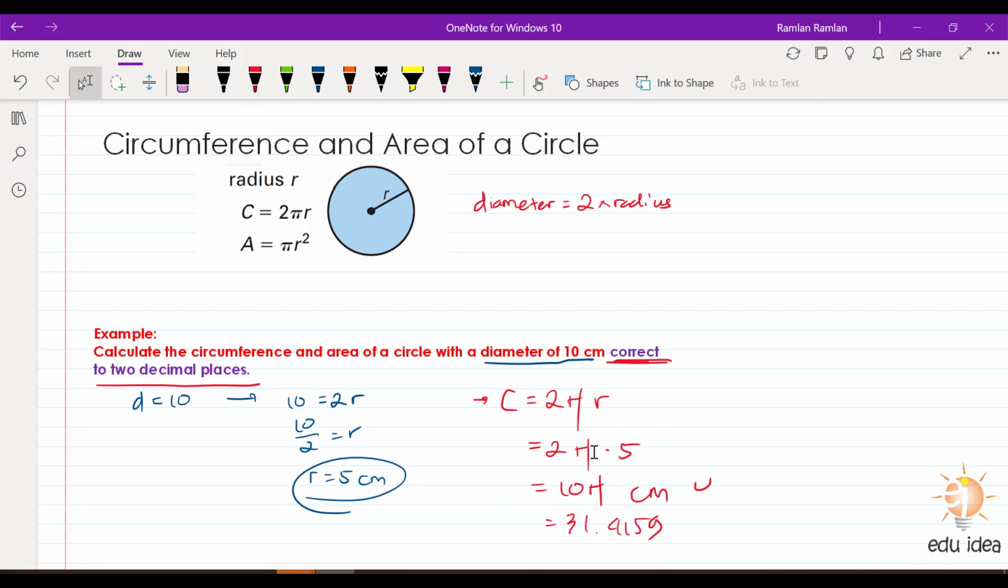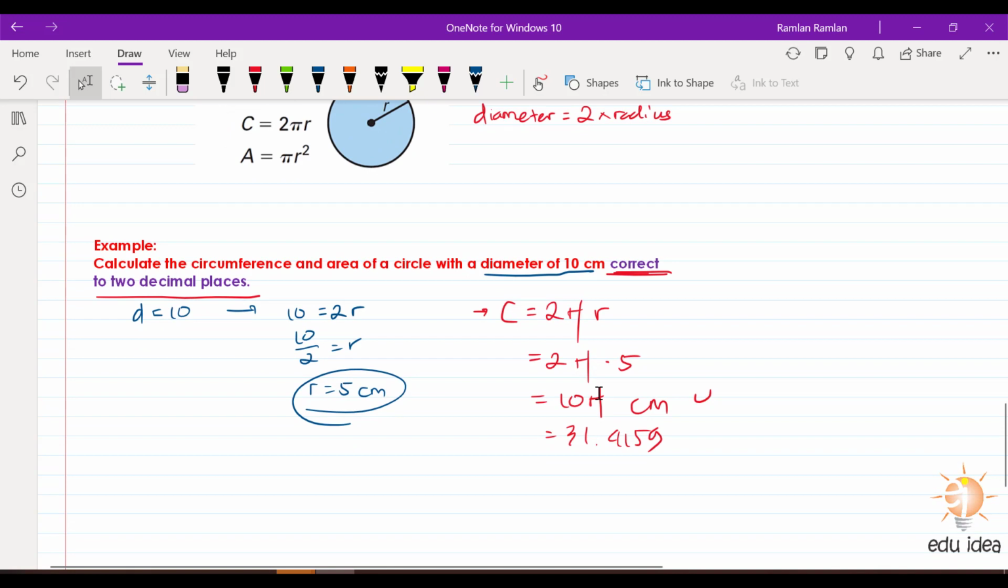31.4159. Now it said correct to two decimal places. Okay, now it means that you're going to only take two decimal places. Decimal place starts after the decimal separator. In here we have a point, right? So you only take two of that. One, two. There you go.